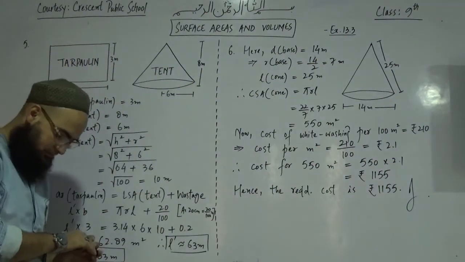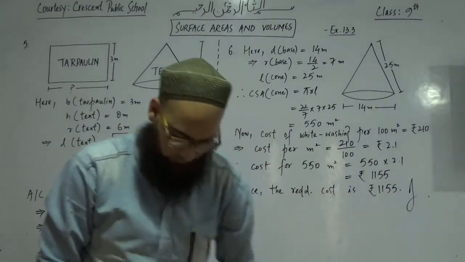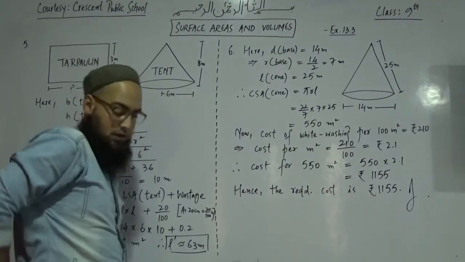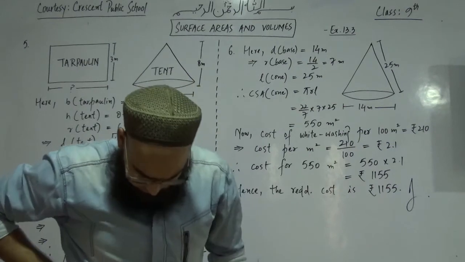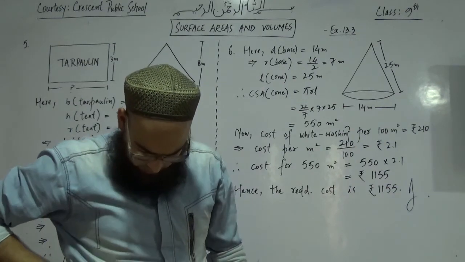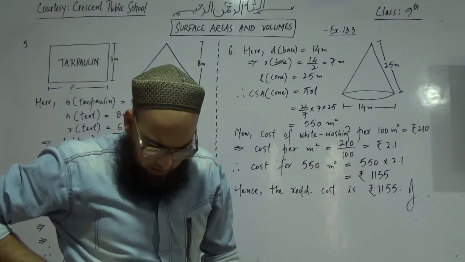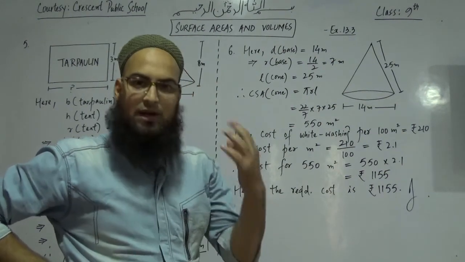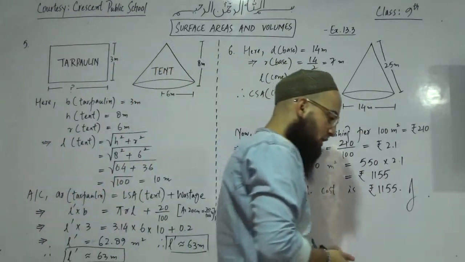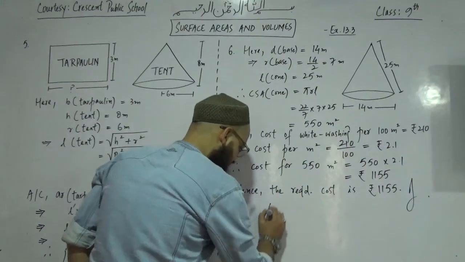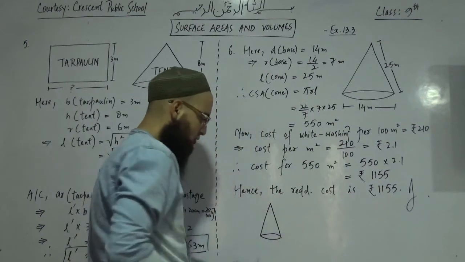Make a note. Then we have question number 7. A joker's cap is in the form of a right circular cone of base radius and height given. Find the area of the sheet required to make 10 such caps. If the cap is in the shape of a cone, a joker's cap usually is in the shape of a cone. So for a joker's cap, it's like this.